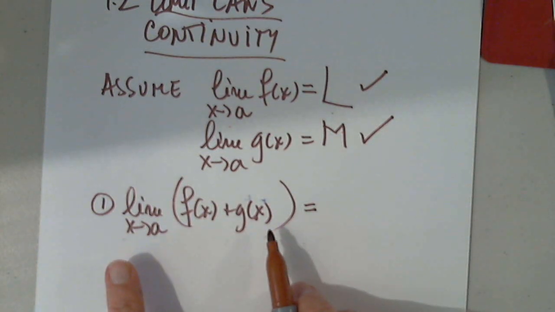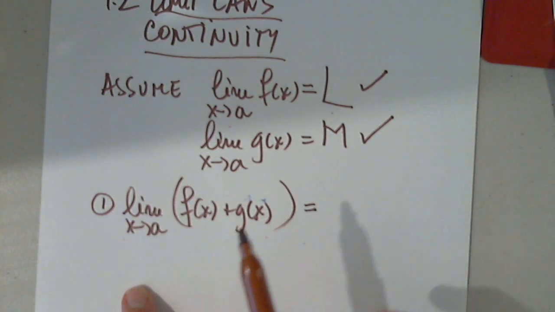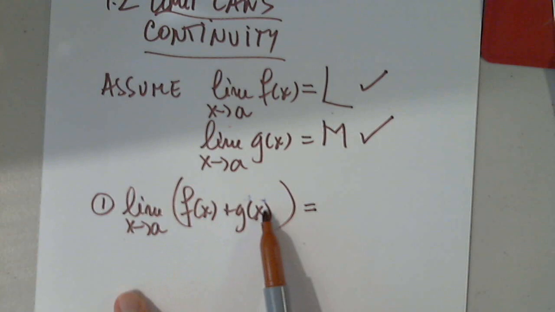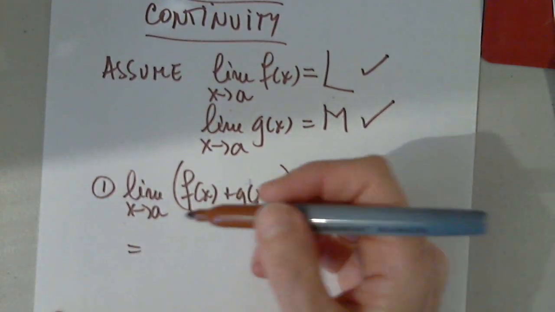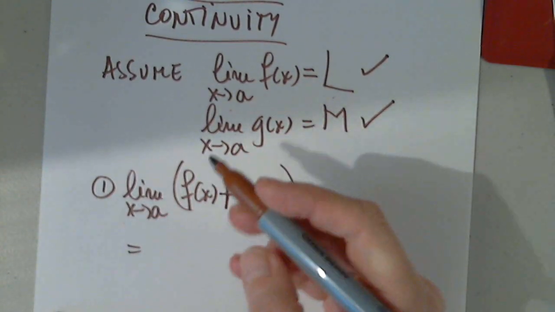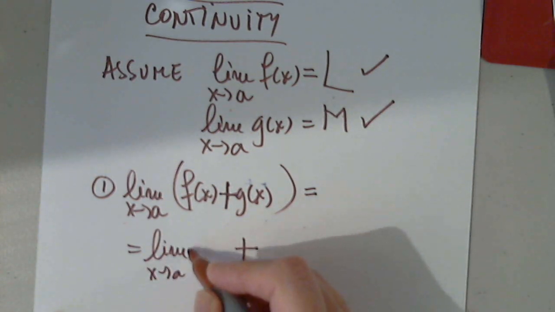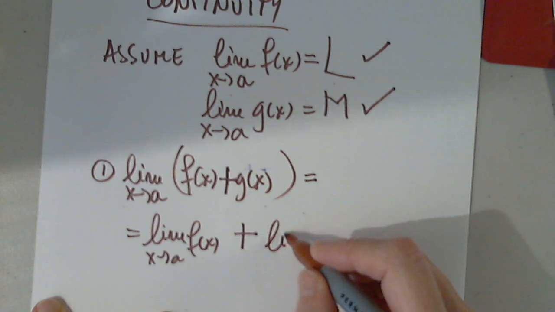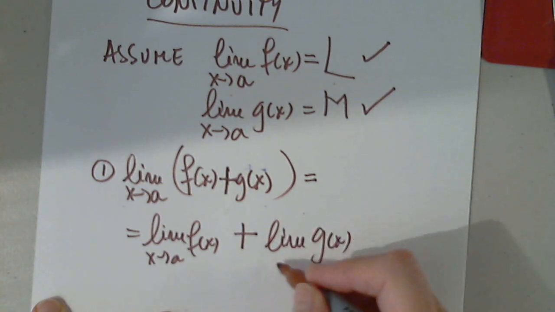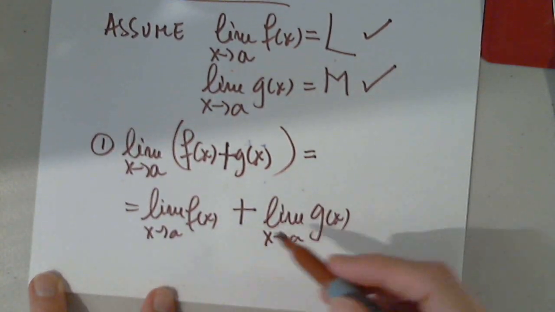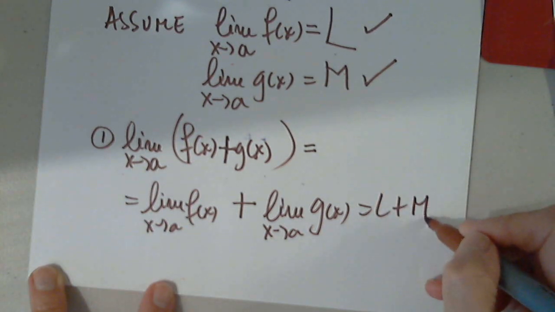And break up the limit. This is not the distributive law. I'm not distributing this operator to these two. I can say that the limit of a sum is the sum of the limits. And because I know them, I'm going to write L plus M.